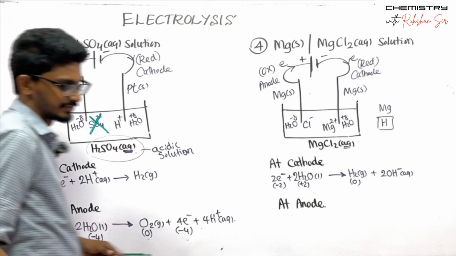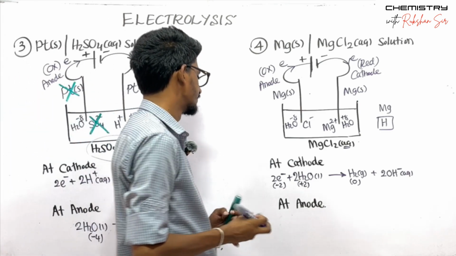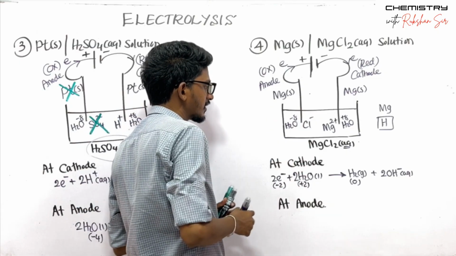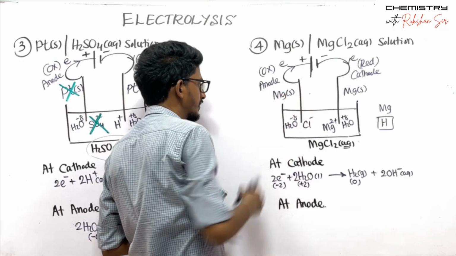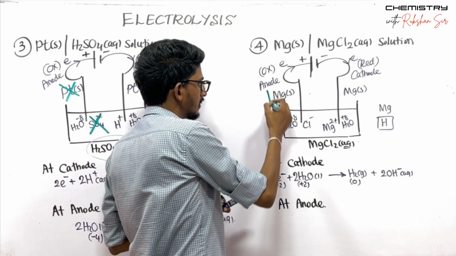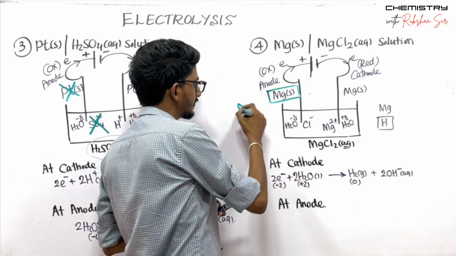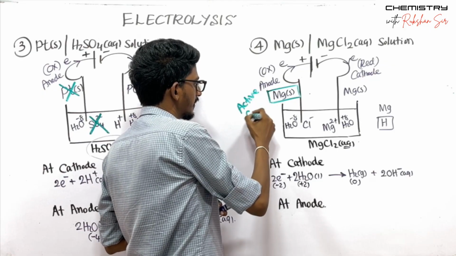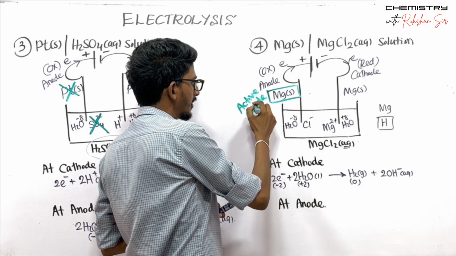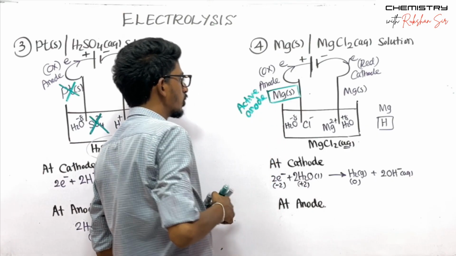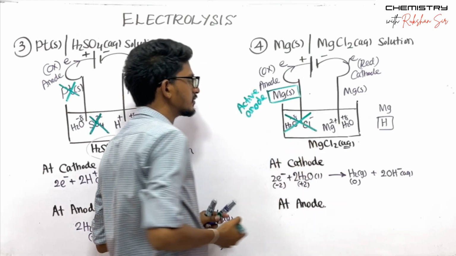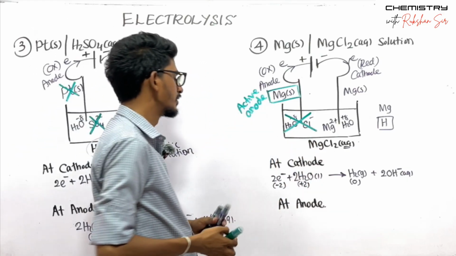Let's do the oxidation. So when considering the anode, the first thing to consider is whether the anode is active or inert. The thing is, actually this is a kind of active anode. The anode is made out of a metal other than platinum or gold. It is an active anode, so no need to think of the species in the solution. The anode itself gets oxidized and dissolves.